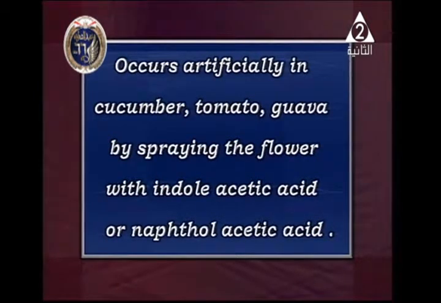By spraying the flower with some activator, some chemical like indolacetic acid or naphthoacetic acid. So we can do it artificially, and it happens naturally. Artificially by using what? Some activators, like what? Like indolacetic acid and naphthoacetic acid. What does it mean? Again, parthenocarpy: formation of seedless fruit without fertilization, okay?